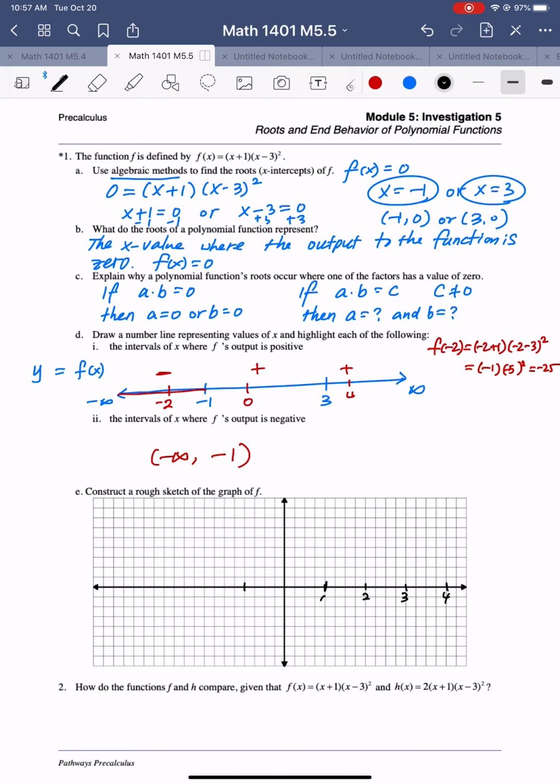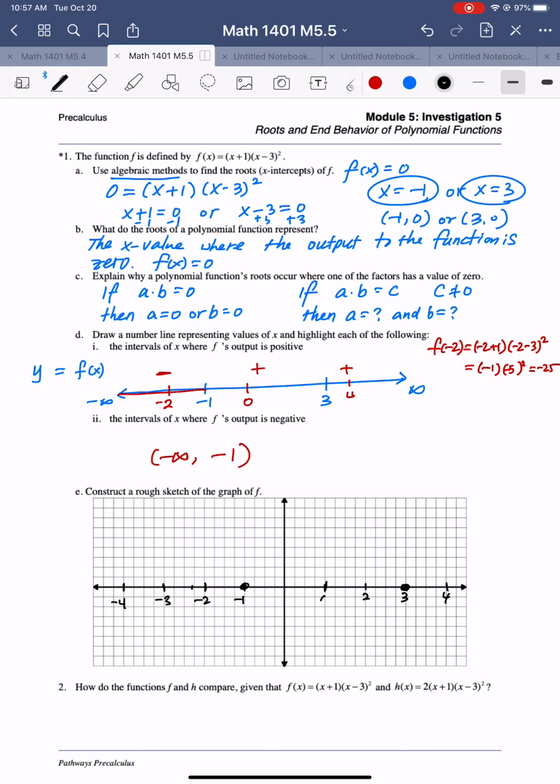2, 3, negative 1, 1, 2, 3, 4. Actually, it should be 1, 2, 3, 4 here. Negative 2, 1, 2, 3, 4, negative 3, 1, 2, 3, 4, negative 4. And also the zeros are negative 1 and 3.